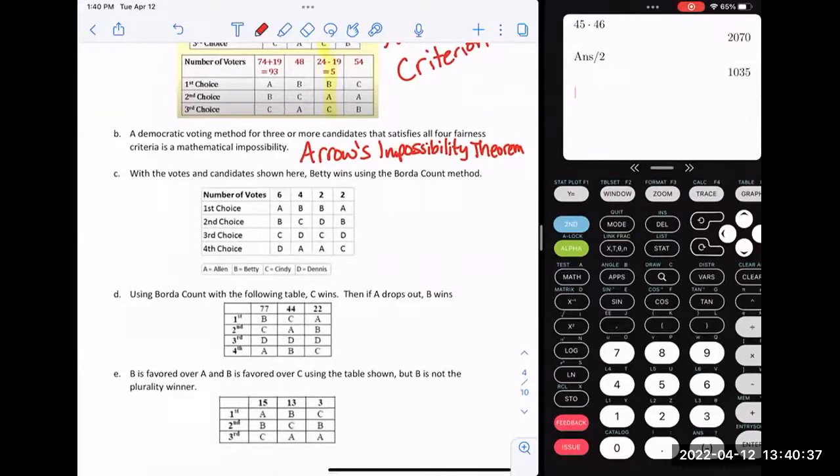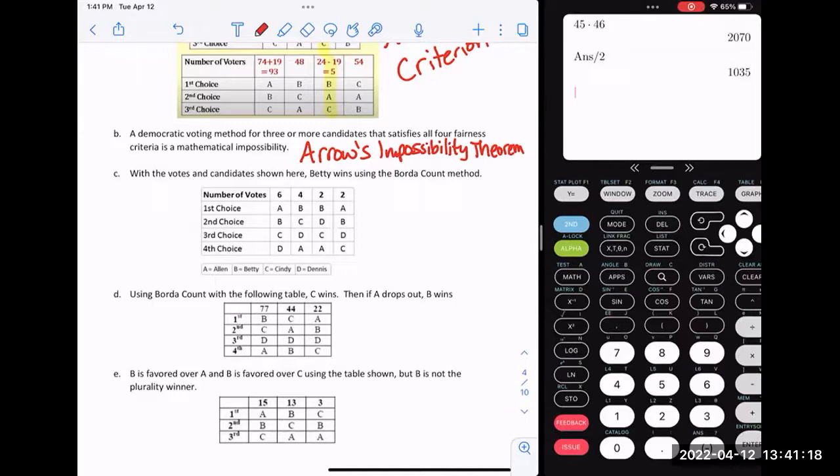All right, so part C, with the votes and candidates shown here, it says Betty wins using the Borda count method. So you can see we've got 4 candidates, Alan, Betty, Cindy, and Dennis. And it says that they used Borda count and they found that Betty wins. So what's the issue here? We're not changing our votes. We're not doing head-to-head comparisons, although we could maybe try that. So if I'm looking at my criteria here, we have majority criterion, irrelevant alternatives, head-to-head comparison.